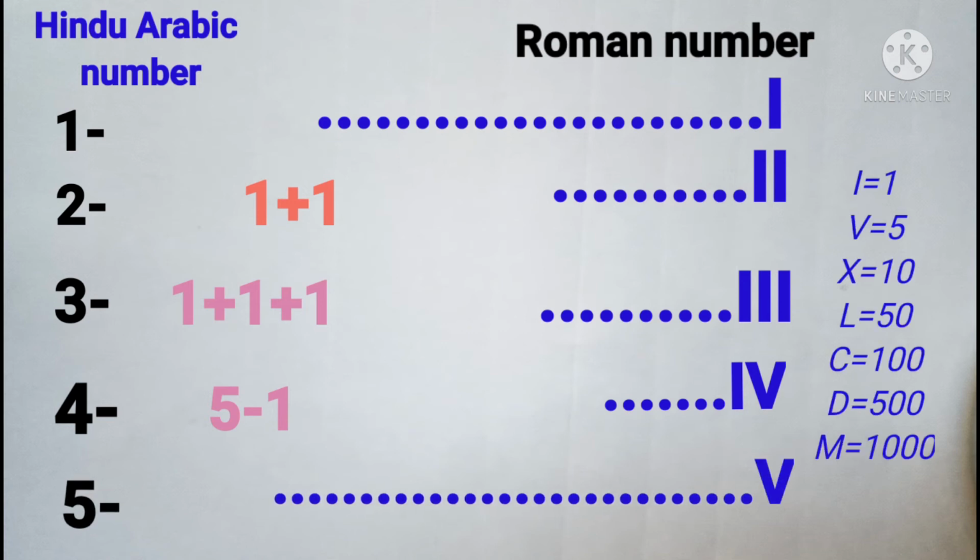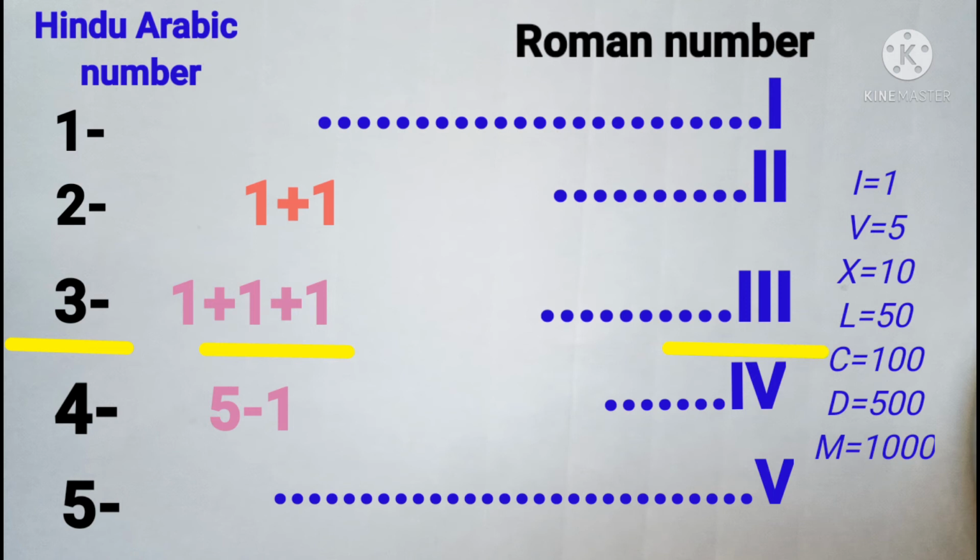Hindu-Arabic numbers and their respective Roman numbers. In the Hindu-Arabic system, 1 can be written as I. Now 2 can be written as 1 plus 1, which will be double I by the rule of repetition. 3 can be written as 1 plus 1 plus 1, and that will be triple I.